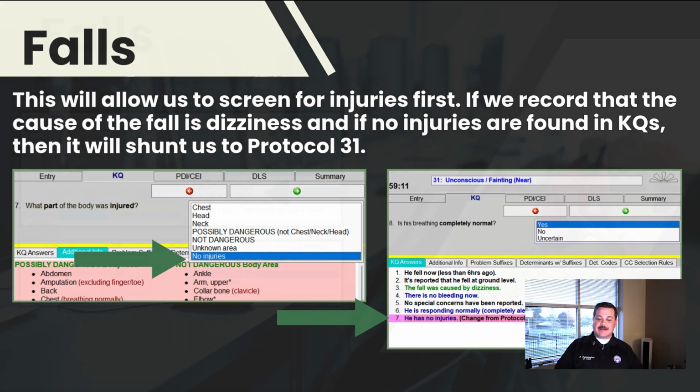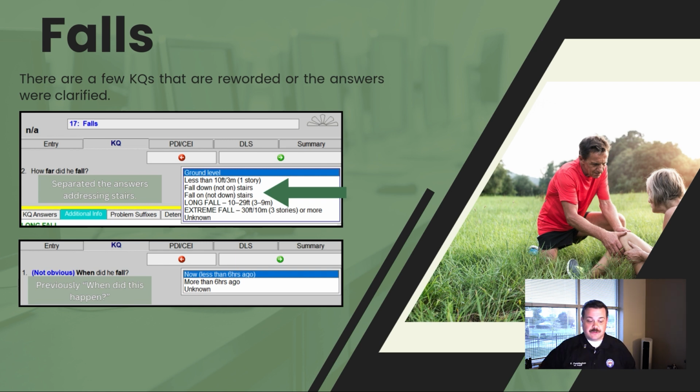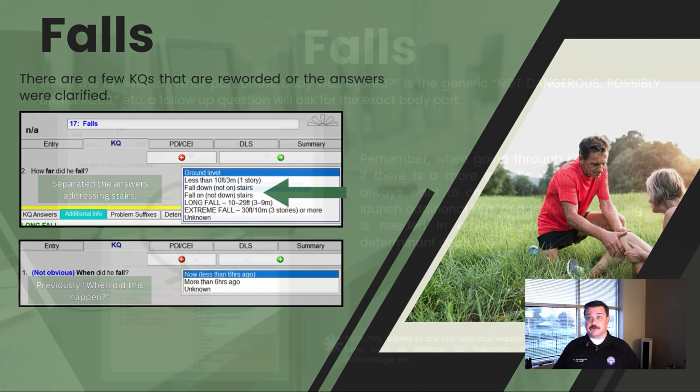All right, next we have a couple of answers to look at in response to the question, how far did he fall? Notice here that separation is now present, allowing us to select either fall down, not on stairs, or fall on, not downstairs. And this was done to help reduce confusion while still addressing some specific situations. Also note that the question, when did this happen, has been changed to when did he fall? And this was once again done to help reduce some confusion with the callers and improve the overall protocol flow.